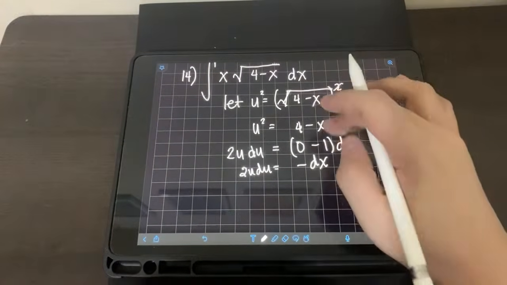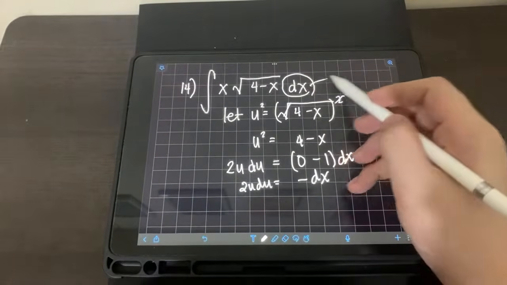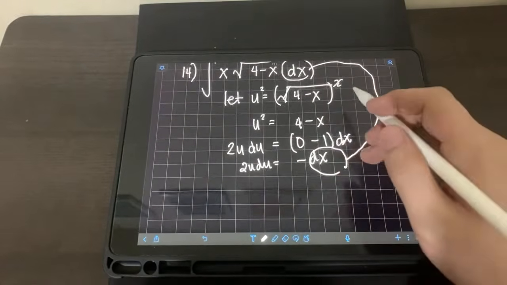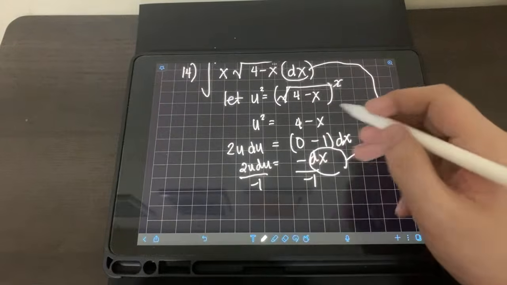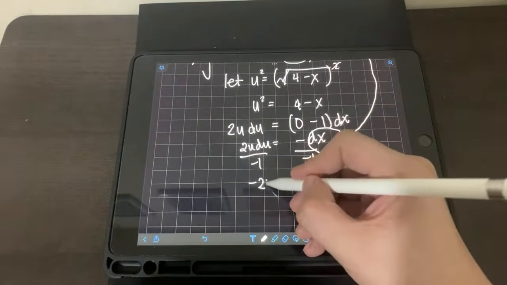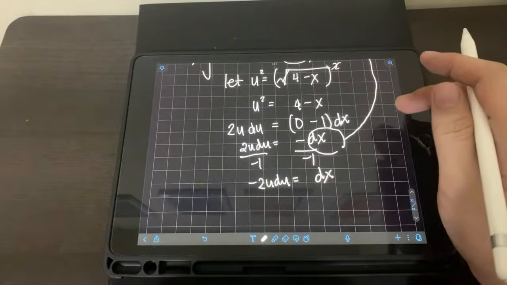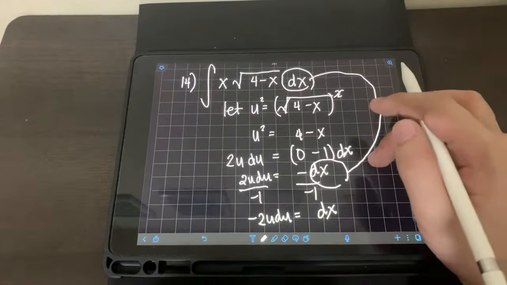So if you look at the integral, you have dx now, but we don't want the negative. So we can divide or multiply both sides by negative 1. It will now be negative 2u du equal to positive dx. Okay? So let's now substitute.